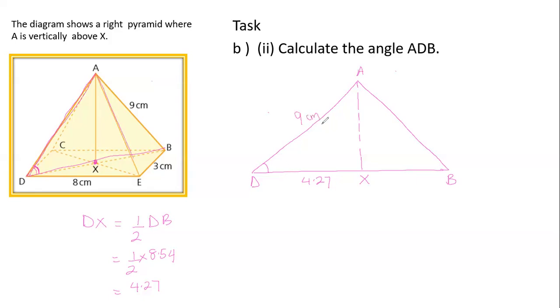Now, what am I going to use? Where the angle faces, we call it the opposite. 9 is what? Hypotenuse. And this is the adjacent. So when you look at the figures you have 9 and 4.27. So this is hypotenuse, this is adjacent. So you go back to your SOHCAHTOA. When we go back to SOHCAHTOA, what has hypotenuse and adjacent?